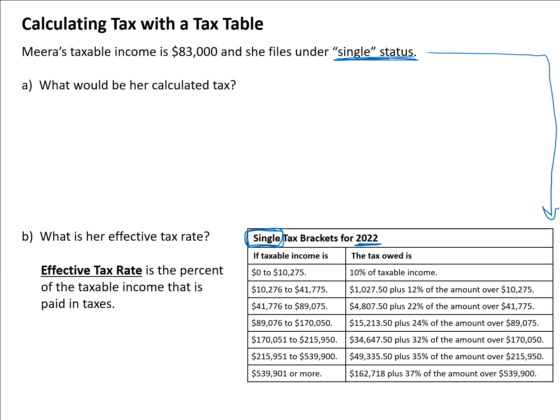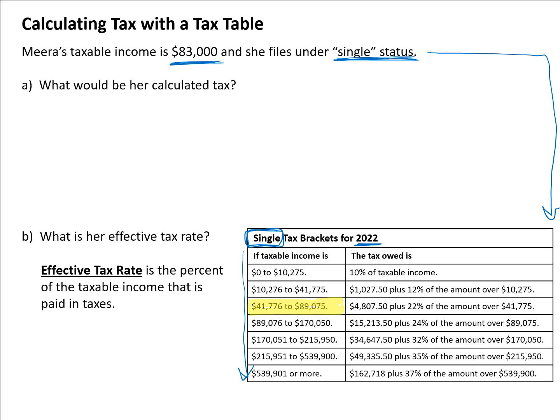All right, so Mira's taxable income is $83,000 and she's going to file again under single status. So we're going to use this table. The way you use the table is that the first column relates to her income. So we're going to look up her income in this first column. Her income is $83,000, and this is her taxable income, not her gross income. It would fall into the range on the third row down, between $41,776 and $89,075. So $83,000 is in there.